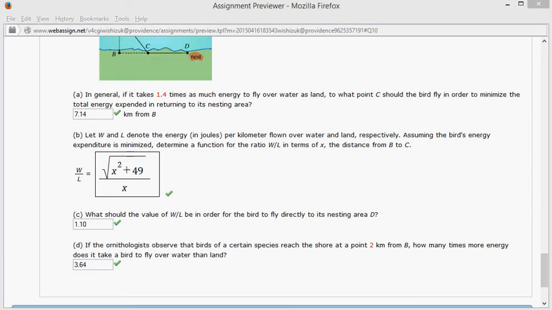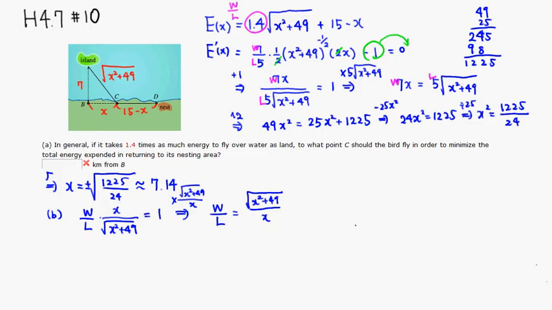It came back and it looks like we got all of these correctly. Alright, that's it. I hope that this was clear.